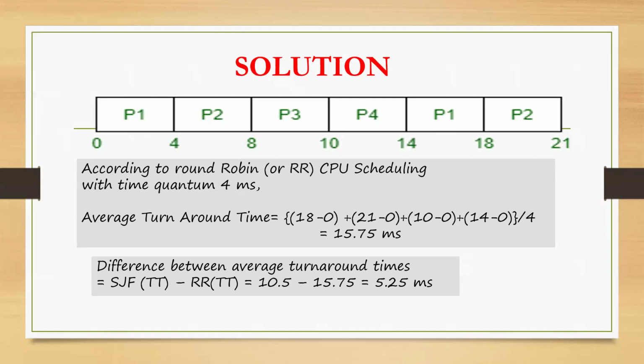So now we have to calculate the difference between the average turnaround times. Shortest job first minus round robin: 10.5 minus 15.75, so the absolute difference is 5.25 milliseconds. I hope you understand this concept.